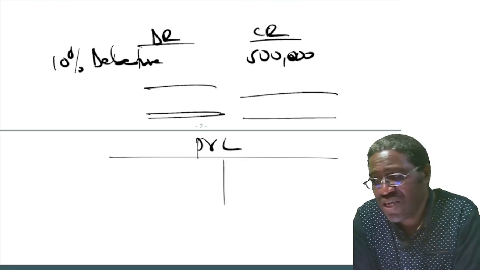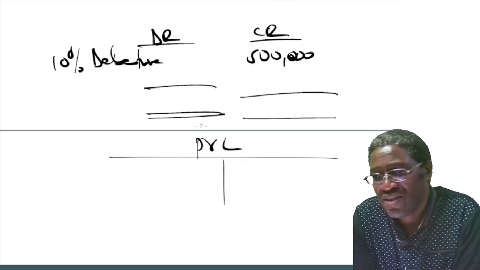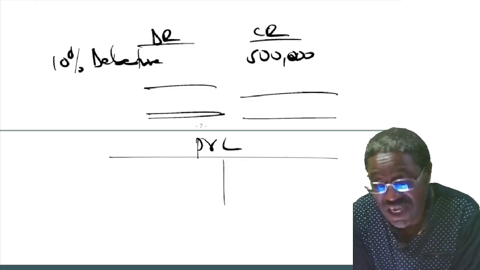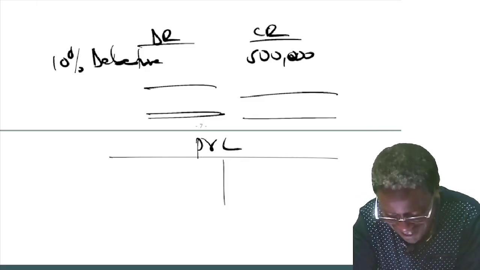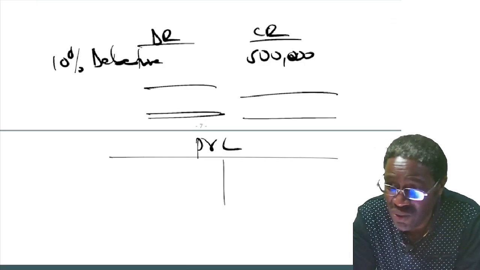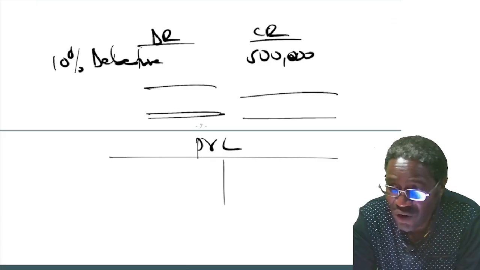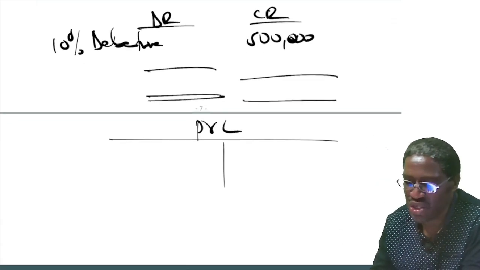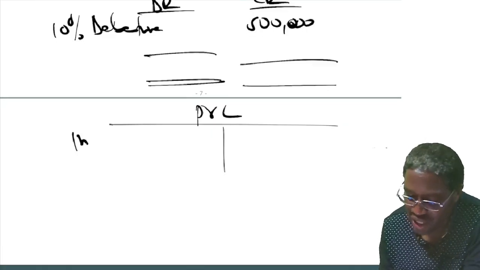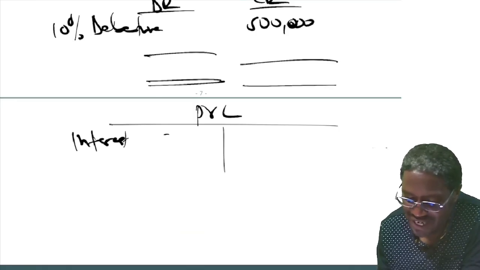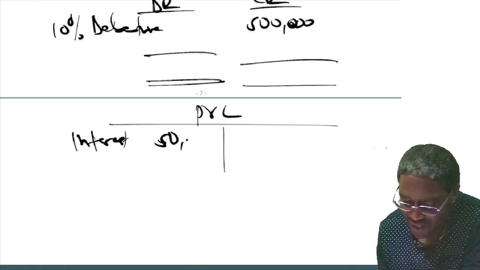Joanne says yes. Okay. Yes, 50,000. Already I've explained the concept. The concept is the accrual concept. So whether you have paid it or not, that must be charged. So you'll still charge interest of 50, which is 10% of 500.